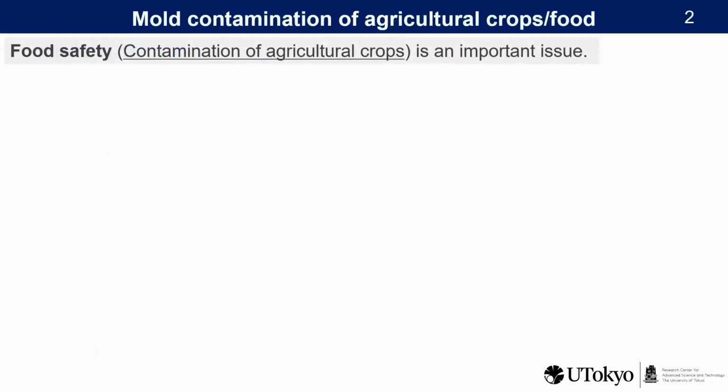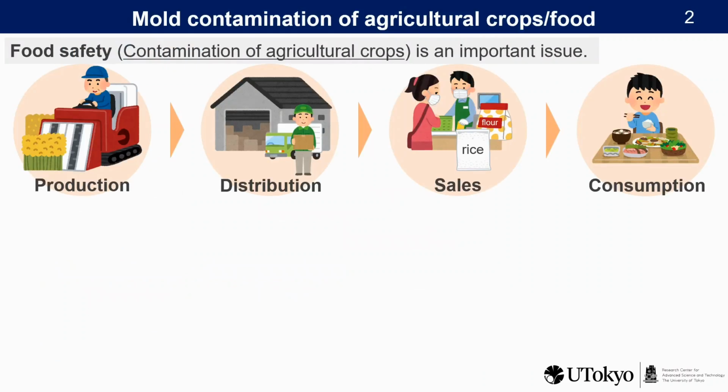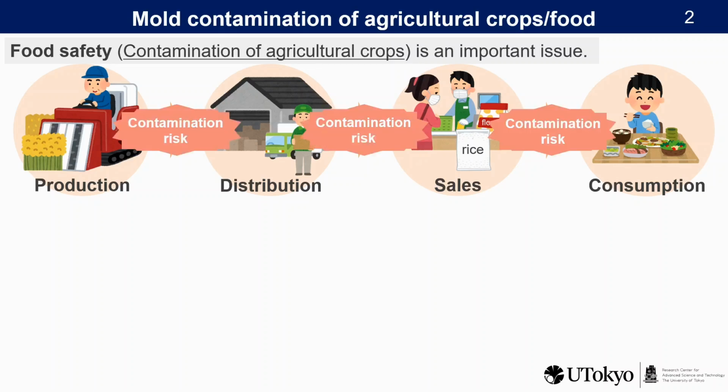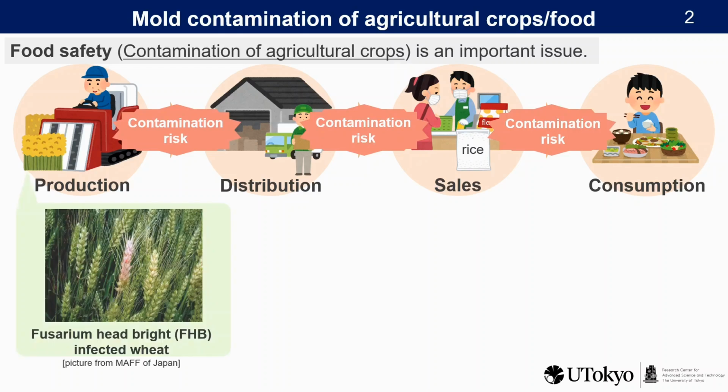Okay, firstly, I would like to give you some research background and context. The contamination of agricultural crops is one of the most important problems affecting food safety. This diagram shows the flow of agricultural products from production to consumption. In this process, various contamination risks exist. One of the contamination risks in the production stage is mold contamination of agricultural crops.